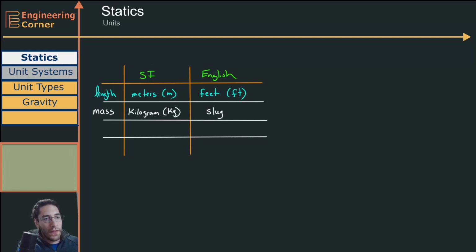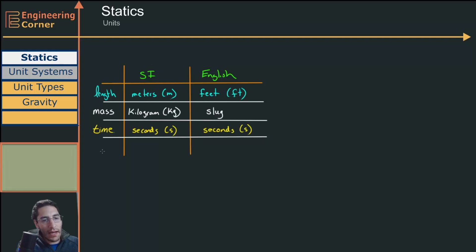Now, the third quantity I want to talk about is time. In both systems, seconds are used. So we use seconds in the SI units and in English units, and it's a lowercase s for an abbreviation.